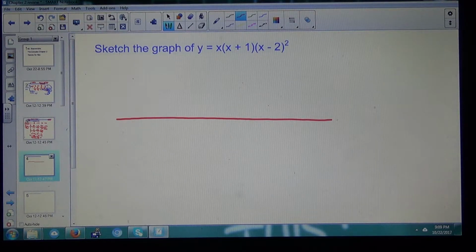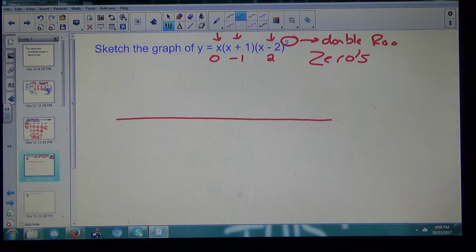Okay, so first step is find the what of the functions, the zero of the function. Okay, so find the zeros. Well, if I set each one equal to 0, this one would equal 0. If I set this equal to 0, I get -1. And if I set this equal to 0, I get 2. What do you guys notice going on right here? A squared? What's a squared going to do for me? That's a double root. What does double roots do? They bounce when you hit a line, so they'll bounce.